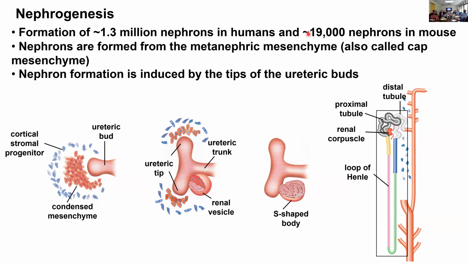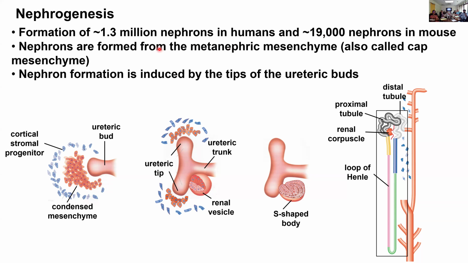In mouse, some people say 19,000, and I also saw people say 11,000. So there are all those variations in nephrons, but that is the ballpark. And low nephron number, or nephron endowment, can predispose people to CKD down the road later in life.